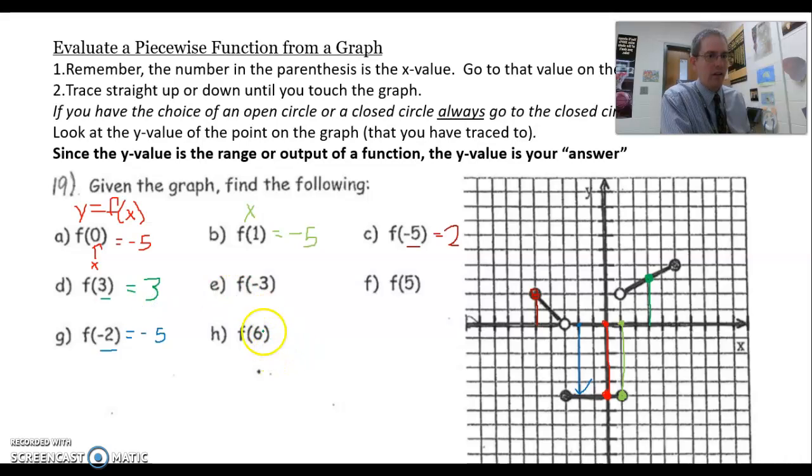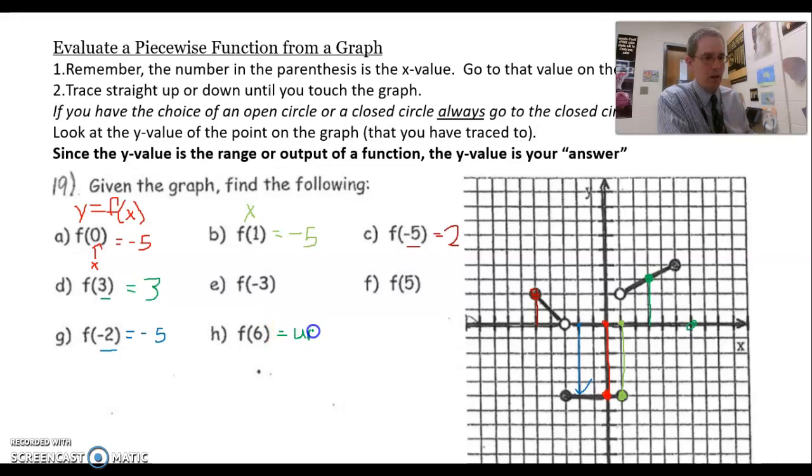And the last one that's a little weird, this one here, f is 6. So if I have f equals 6, I go over here to where I have an x value of 6, and I notice if I try to go up, I don't hit the graph. If I try to go down, I don't hit the graph. So with an x value of 6, there's no place to hit the graph. So this is actually undefined.